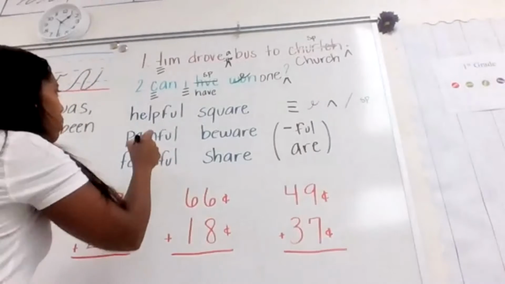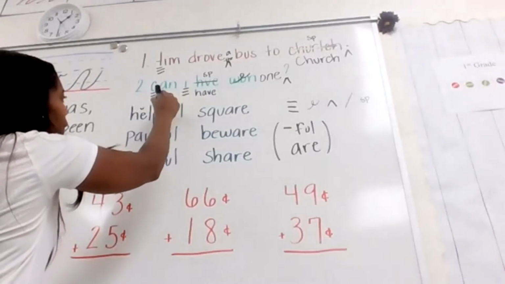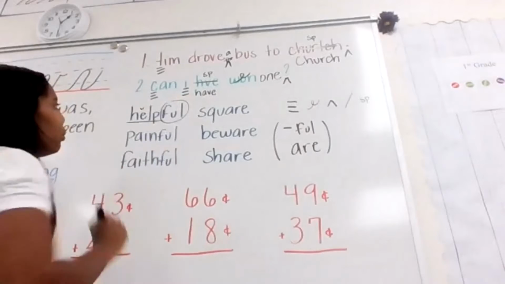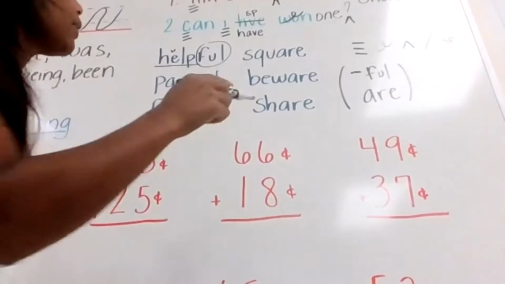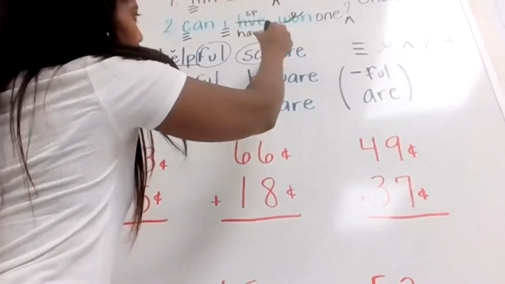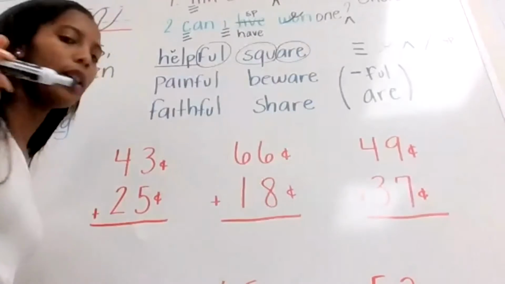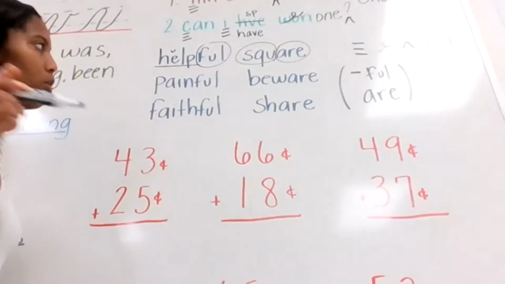I'll go ahead and circle silence. You can just read. So E. Suffix FUL. We underline the root word. What's the word? Helpful. Good. Next one I have SQU and ARE. What's the word? Square.